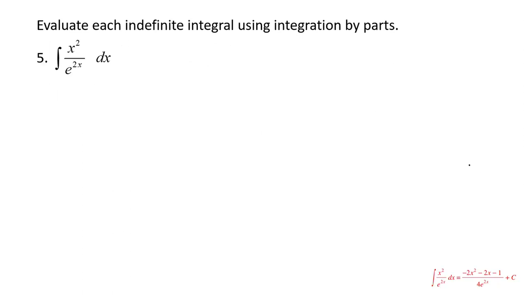Okay, let's try another one. Right now you have a fraction. Integration by parts is not only for a product of two functions, you can apply it also to a fraction. Okay, now based on LIPET, this one is actually a polynomial and this one is an exponential. So P comes first, is it? P comes first. So the suitable u is equal to x squared. But be careful with the dv.